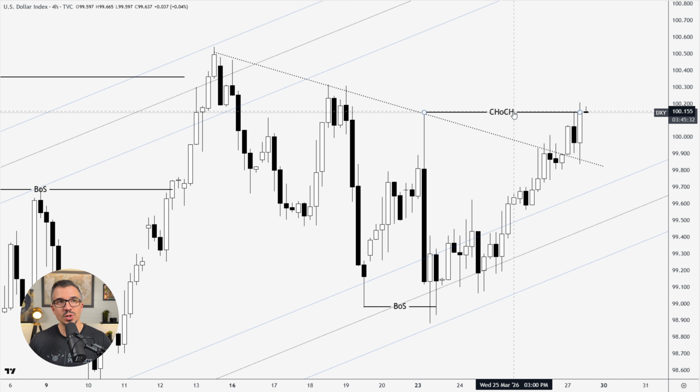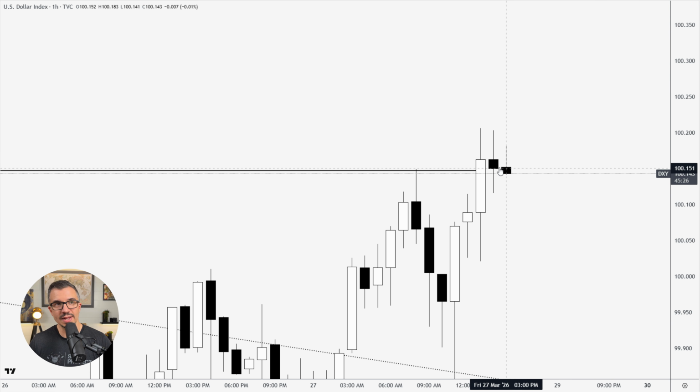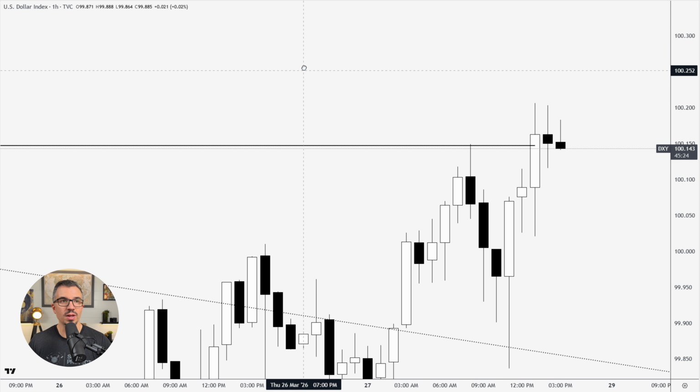I mean, really, again, this change of character is a little bit too close right now in the hourly. I would like to see something a little bit more convincing above here, but you can see where we did technically get this close above here on the 1 hour time frame.